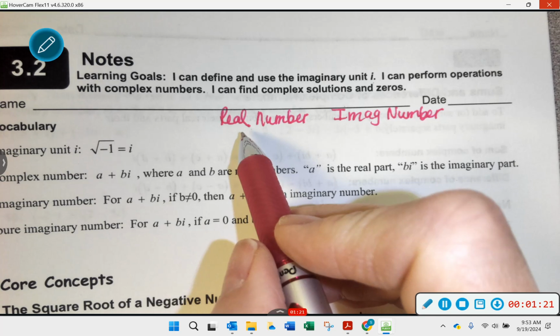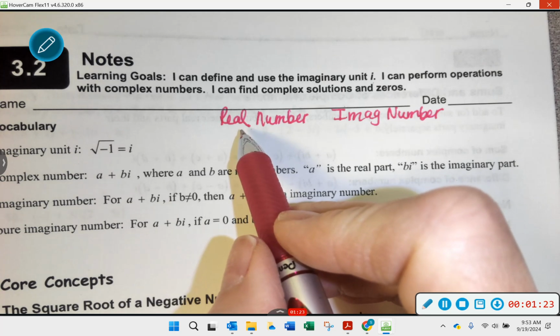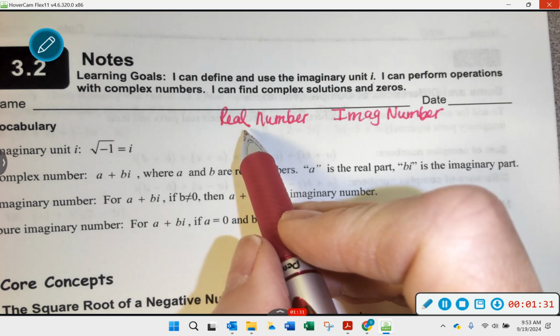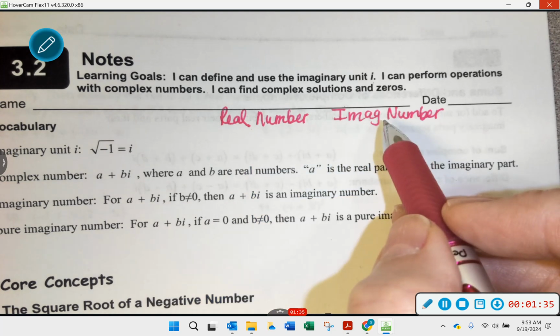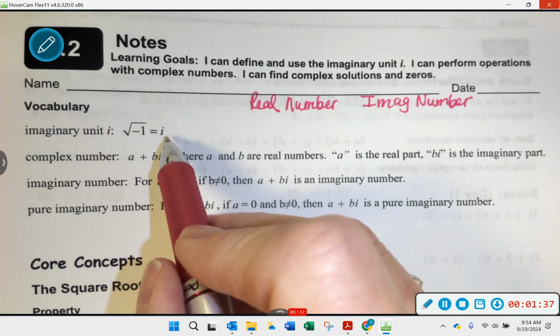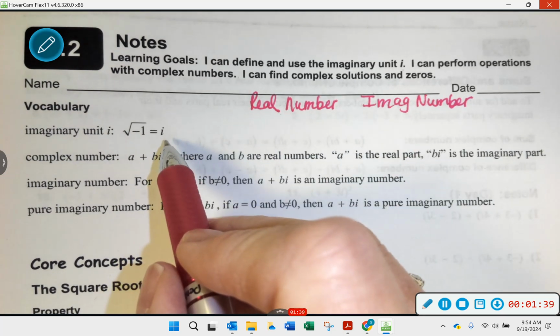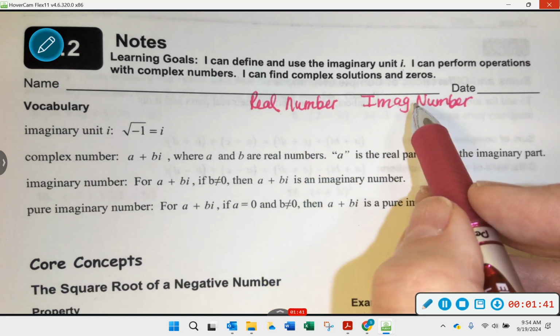Sometimes people get confused though about what a real number can be. It can be a whole number. It can be a fraction, a decimal, a radical, pi. Okay. It can be radical 7. All of those are real numbers. The only numbers that are imaginary are those with i's in them. Okay. So one or the other.